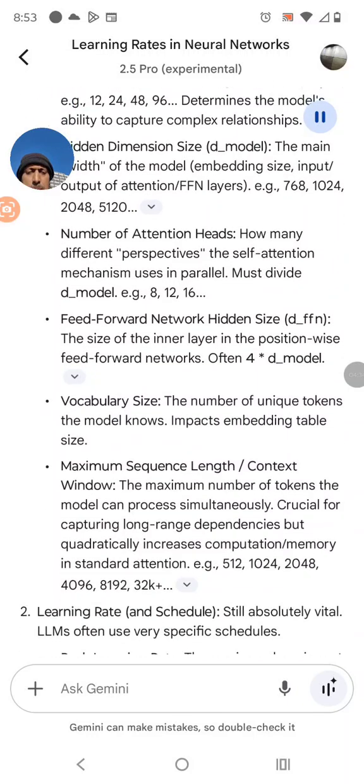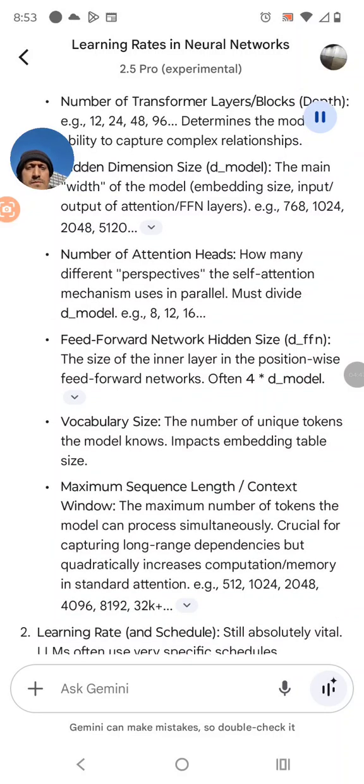Hidden dimension size, D_model. The main width of the model. Embedding size, input/output of attention/FFN layers, e.g., 768, 1024, 2048, 5120. Number of attention heads, how many different perspectives the self-attention mechanism uses in parallel. Must divide D_model, e.g., 8, 12, 16. Feed-forward network hidden size, D_FFN, the size of the inner layer in the position-wise feed-forward networks. Often 4 * D_model.